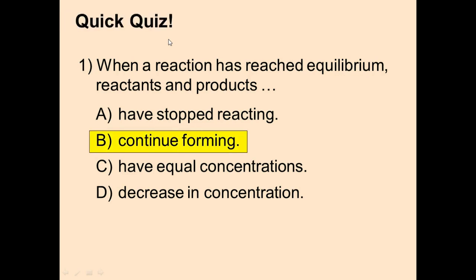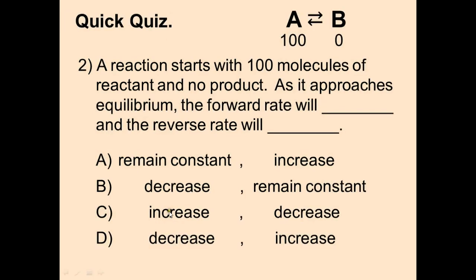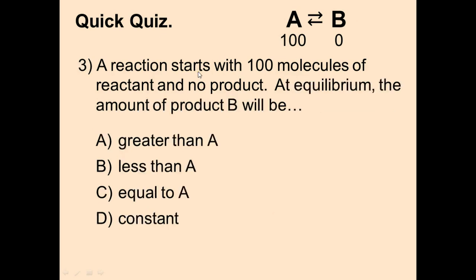So those are the correct answers. Which one says that? The forward rate, so reactants to products, will decrease. So we're down to B and D, and the reverse rate, so from B to A, will increase. Just remember that graph in your head, and how if we start out with a lot of reactants and no products, the rate of reactants has to go down. Then there are some products, and the products' rate will increase.